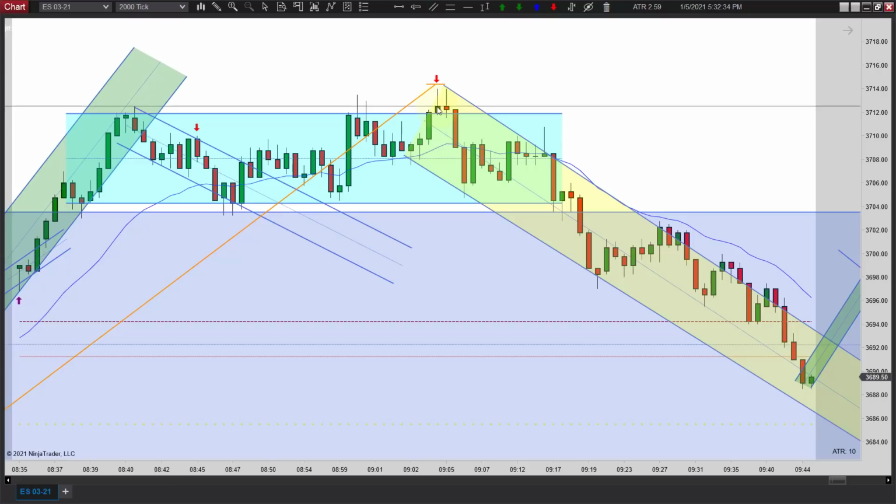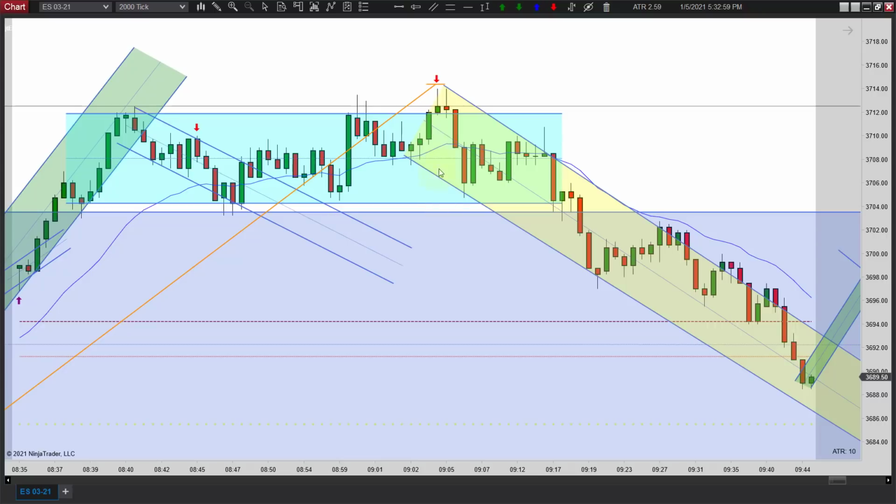But anyway, that's basically a triple test too. Notice we made the high, we test it once, we test it twice. And look how far we are away from the EMA again. The EMA acts like a magnet. When prices get far away from it, it pulls them back. And when it gets to prices, it tends to push them away. And that's kind of how the EMA works.